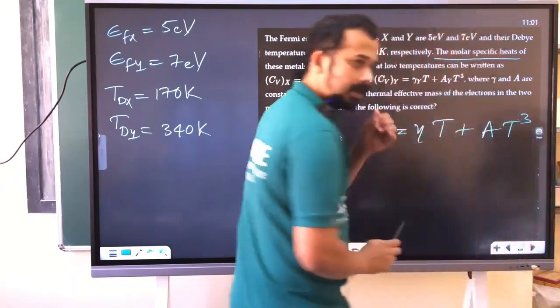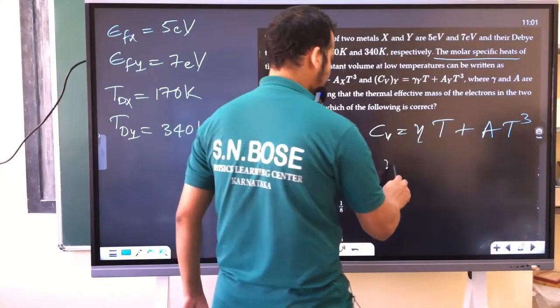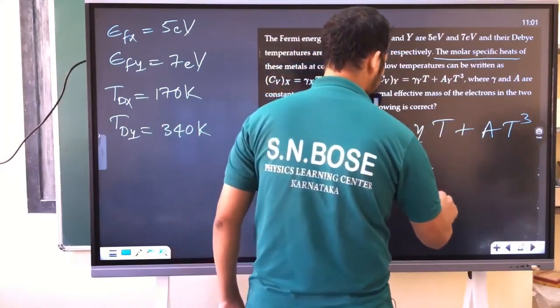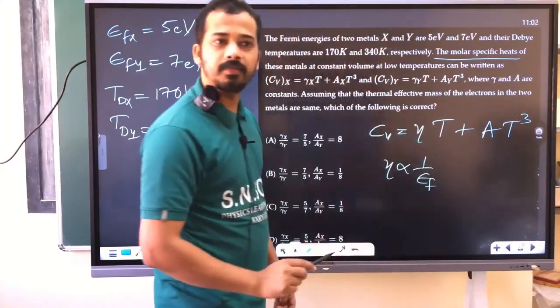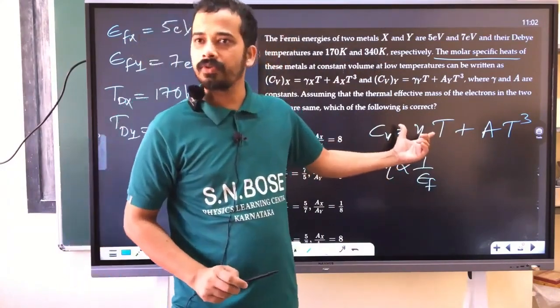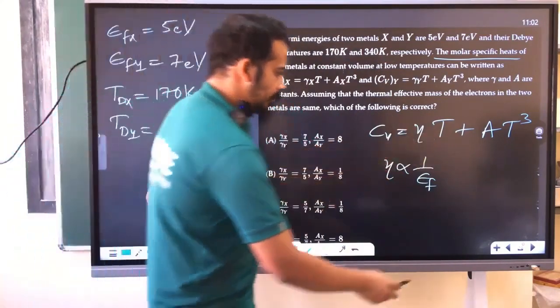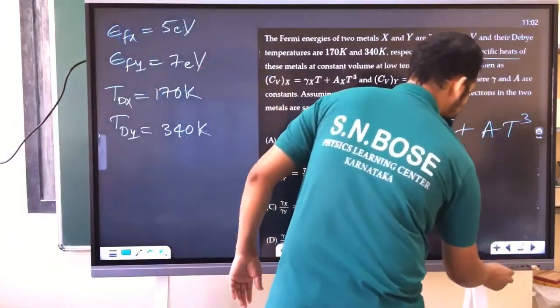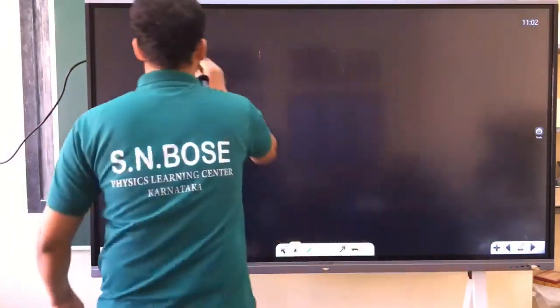That's how he has written. Am I right? Now this gamma is inversely related to the Fermi energy, isn't it? I mean, this is a contribution due to electrons. You got my point. Is that okay?